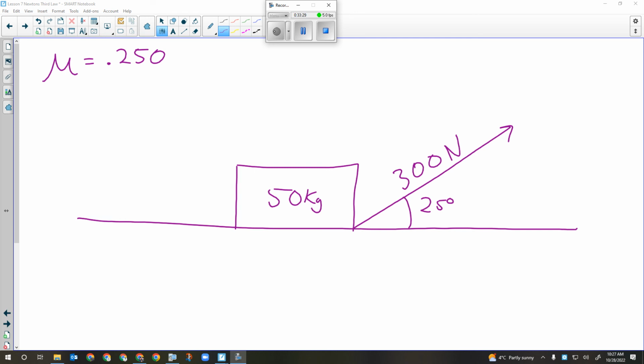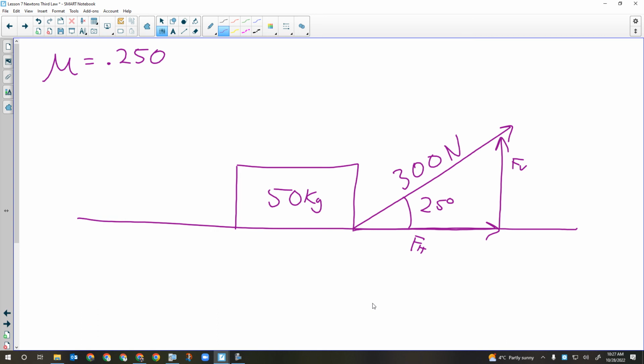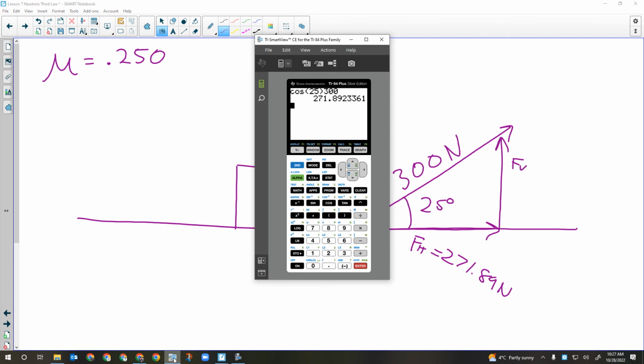I'll want to have my force horizontal and my force vertical. To get those, as I said, just a little bit of trig. So cos of 25 times 300 is going to give me 271.89 newtons. And then to get my force vertical, sine of 25 times 300, 126.79.